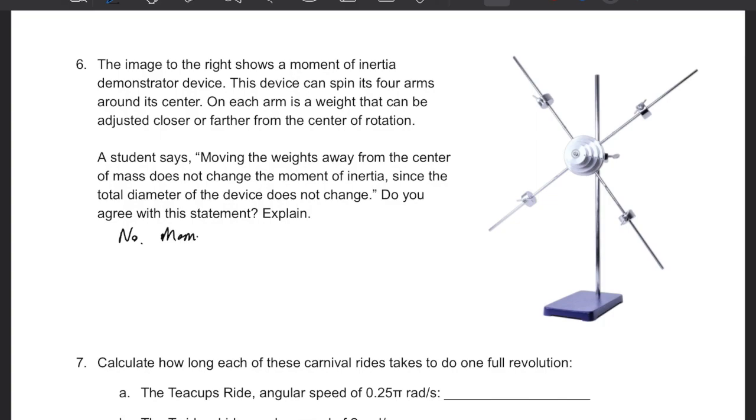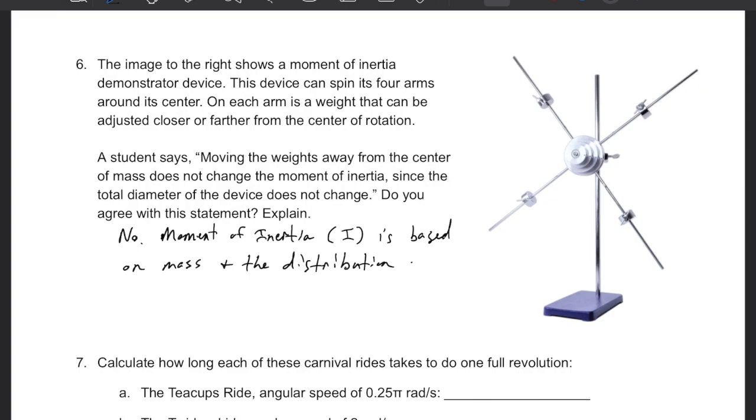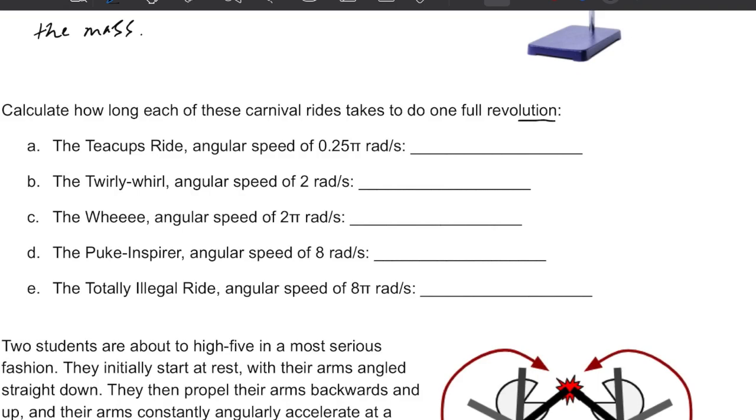is the same, but we're not going to agree because it's not about the radius so much as the distribution of the mass. Moment of inertia, I, is based on total mass, which didn't change, but also the distribution of the mass. And the fact that the mass is spreading out further from the pivot point, you're going to get an increase in the moment of inertia. You're going to get an increase in sluggishness. You're going to get a resistance to acceleration the further that mass goes out.